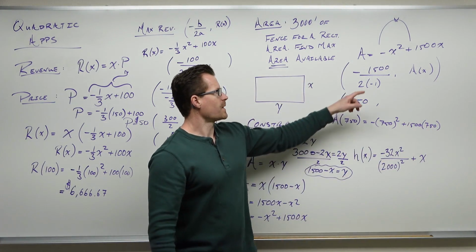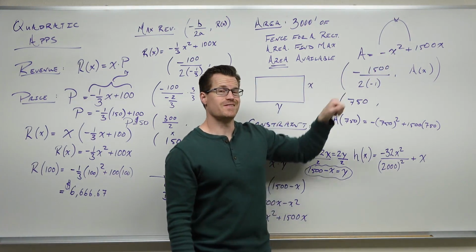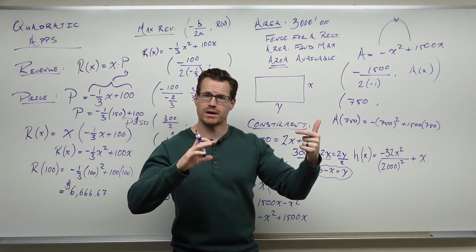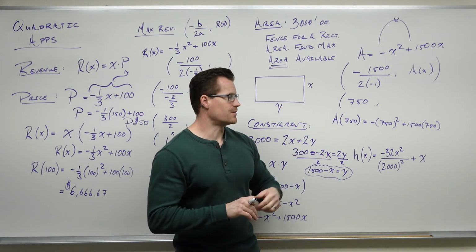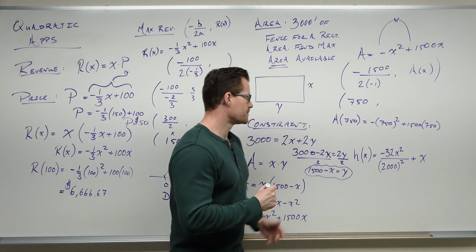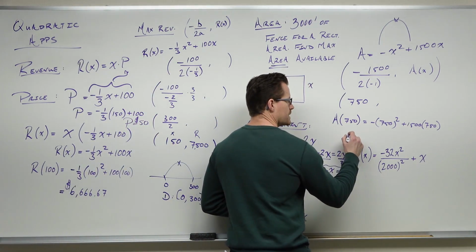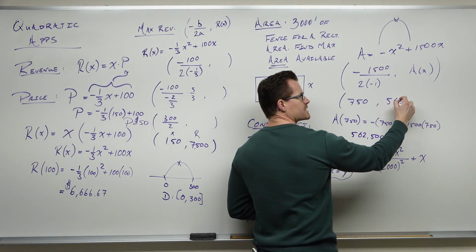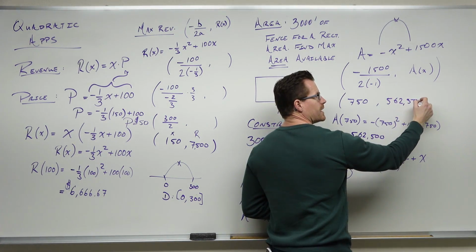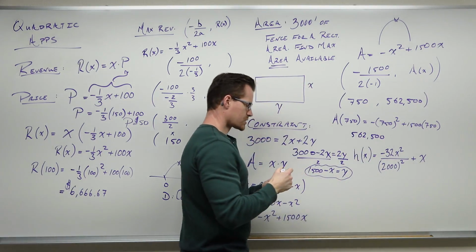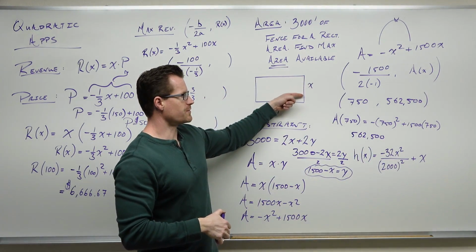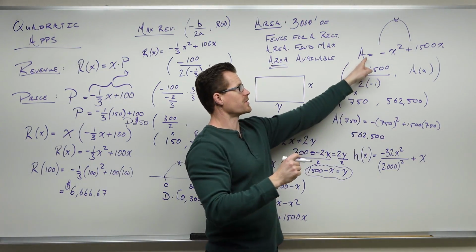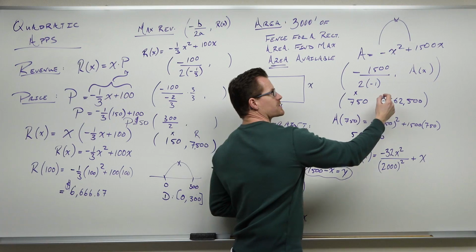Make sure that when you do this, you plug in 750, you square that first, and then you change its sign. There's no parentheses around that negative. So 750 gets squared and then made negative, and then you're going to add 1500 times 750. And it looks like we get 562,500 square feet. So with a dimension of our x side being 750, we're going to get this as our maximum area. This is our x because that's the variable that we had this area in terms of. This is our max area.